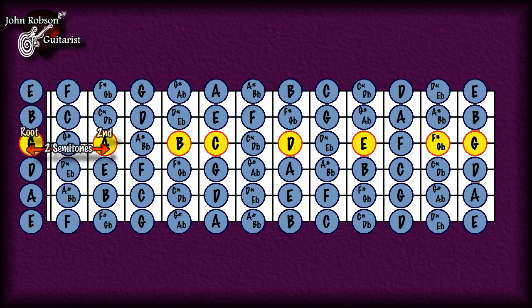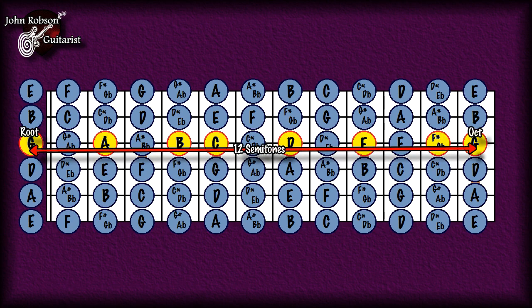You can see, for instance, that a second is simply a 2 semitone interval, 2 frets. A third is a 4 semitone interval. A fourth is a 5 semitone interval. A fifth is a 7 semitone interval, a sixth is a 9 semitone interval, a seventh is 11 semitones, and an octave is 12 semitones.